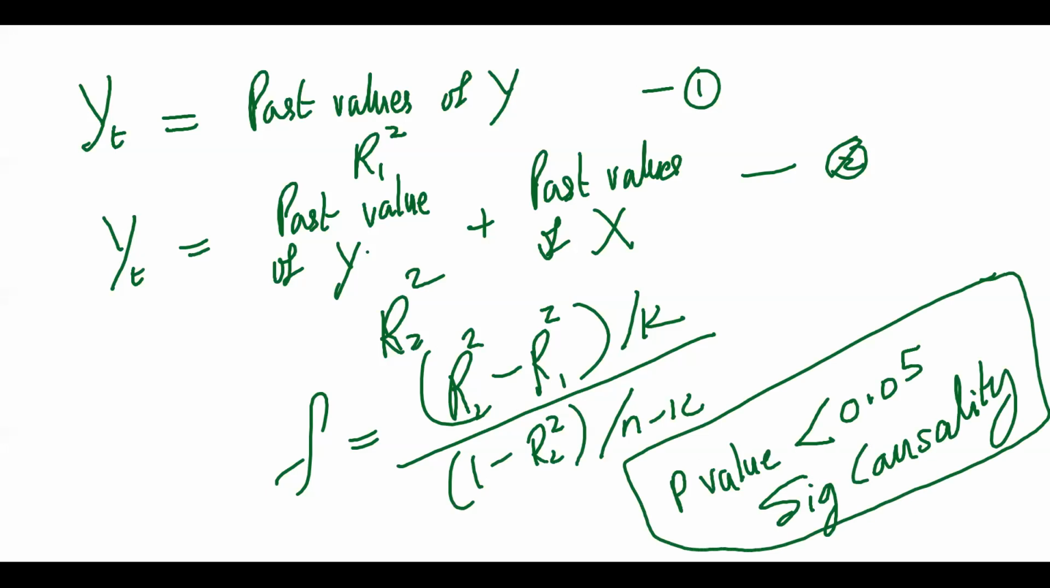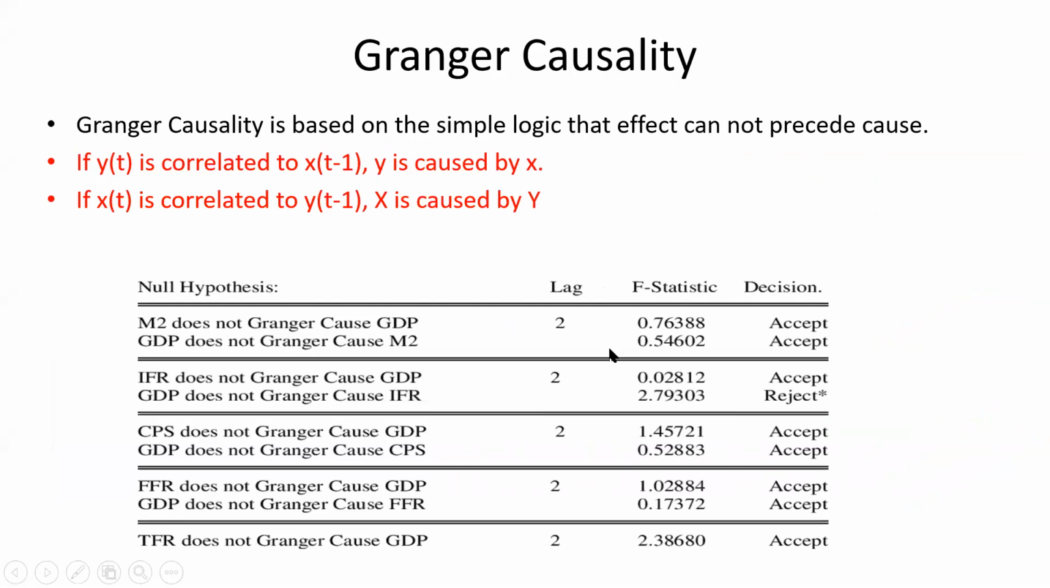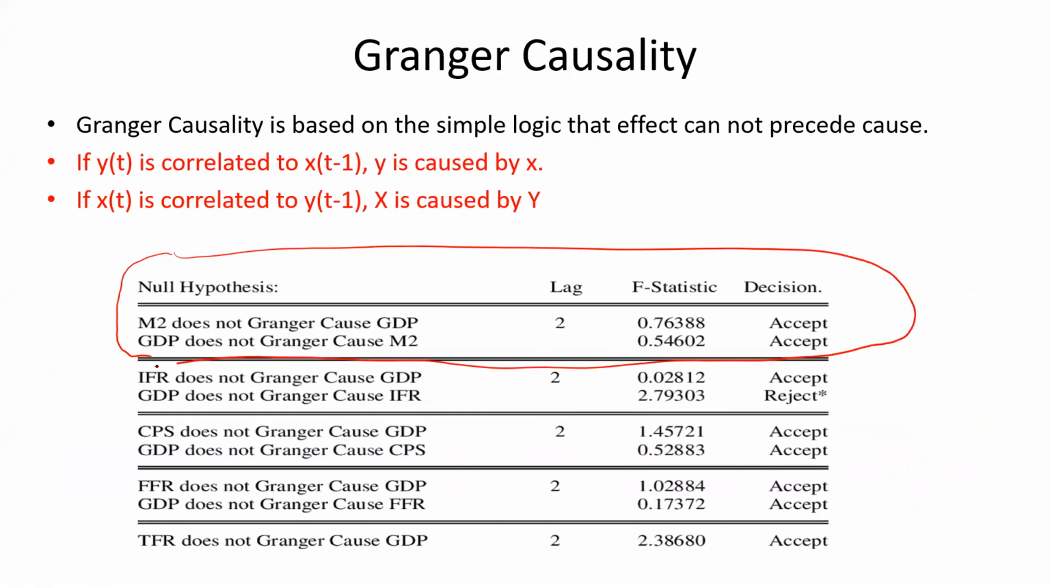Let me show the PPT once again. When you run Granger causality in software, you will get this kind of result. In this case, we are testing the Granger causality between money supply, M2, and GDP, the other variable. So we assume that M2 is not causing GDP and GDP is not causing M2. There are two null hypotheses here, and we check the F statistics. The decision is that because the p value in both cases is more than 0.05, we accept the null hypothesis that both are not causing each other, right? The p value is not given here, but the software will give you the p value.